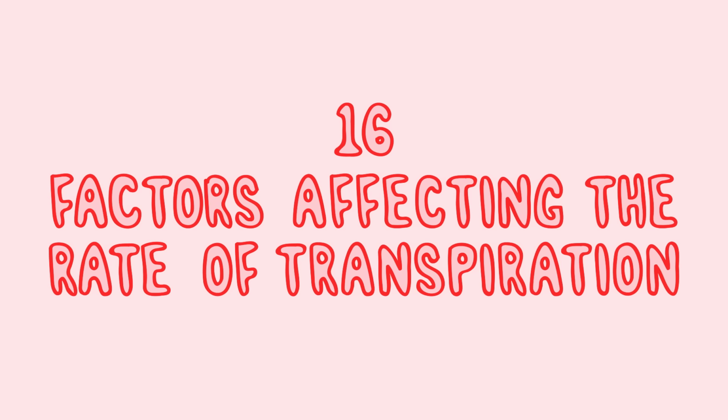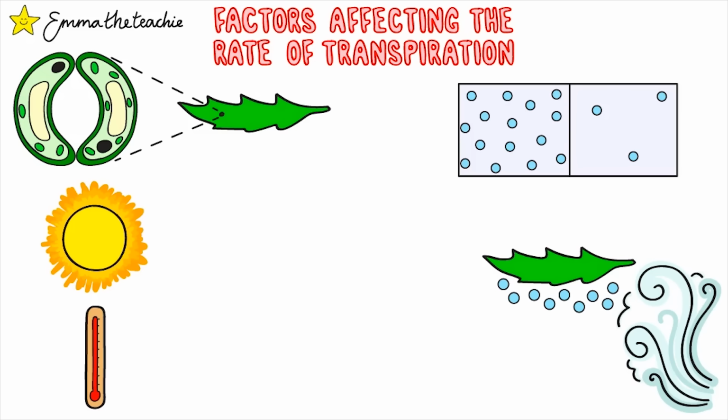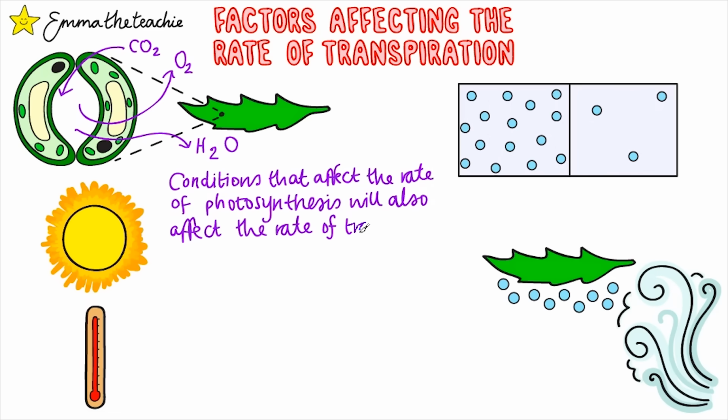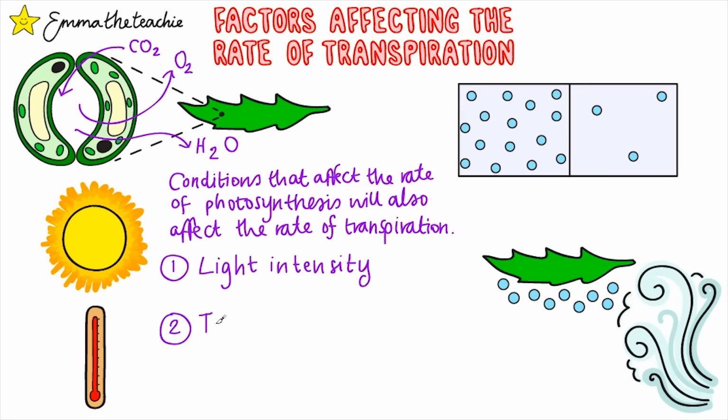16. Factors affecting the rate of transpiration. We learned in the previous video that stomata allow gas exchange to take place, but they also allow water vapor to escape. This is called transpiration, and certain factors affect the rate of transpiration. Because the stomata open to allow carbon dioxide to diffuse in for photosynthesis, conditions that affect the rate of photosynthesis will also affect the rate of transpiration. These factors include light intensity and temperature.